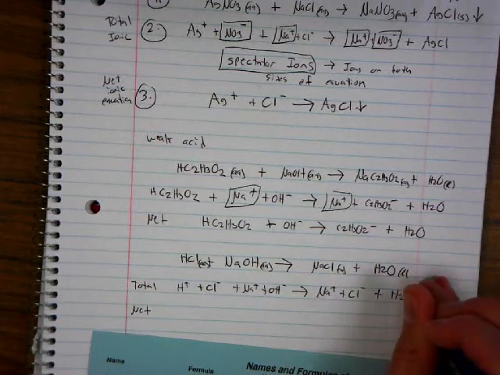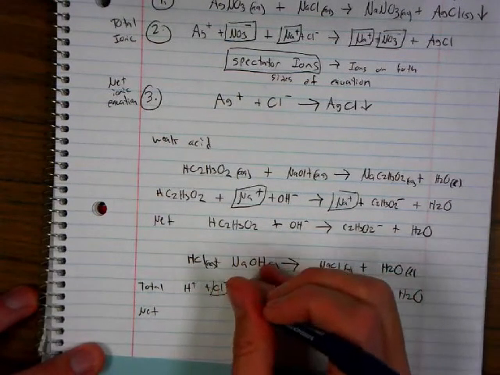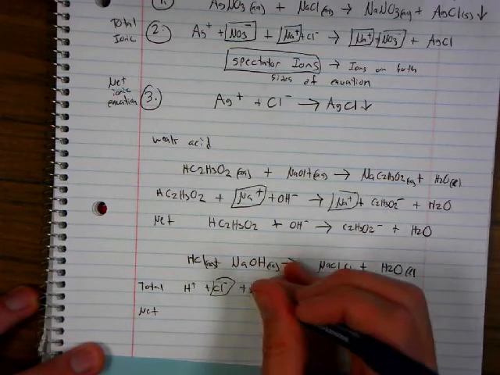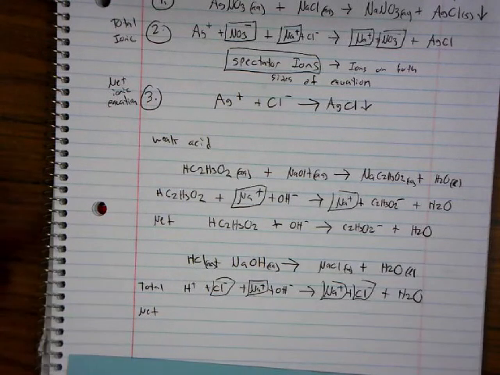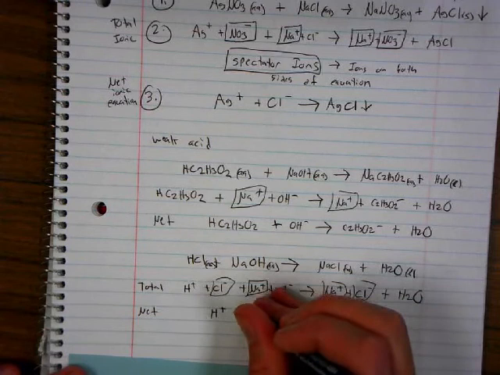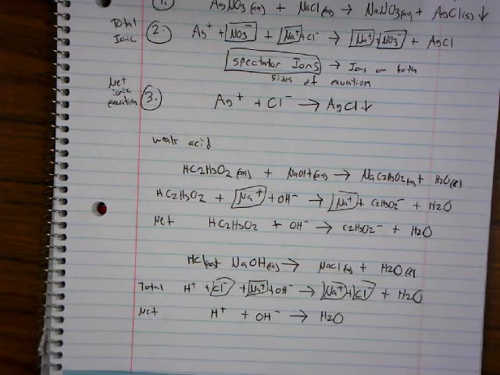Does HCl break up? Yeah. Why? Completely dissociates. H plus Cl minus plus Na plus OH minus gives me Na plus Cl minus plus water. There's my total. Spectators are chlorine and sodium.